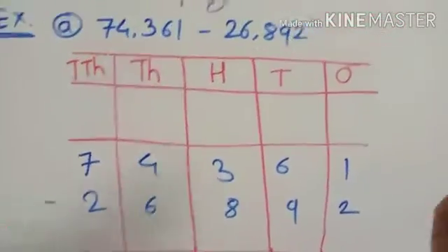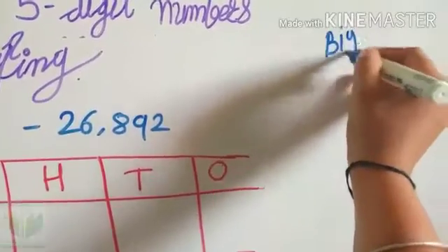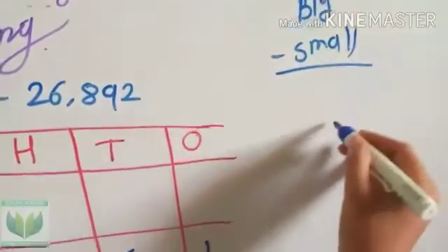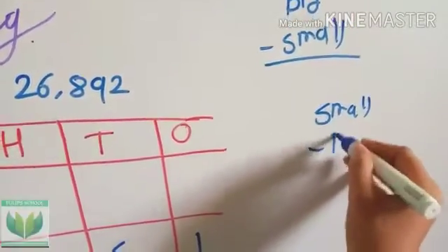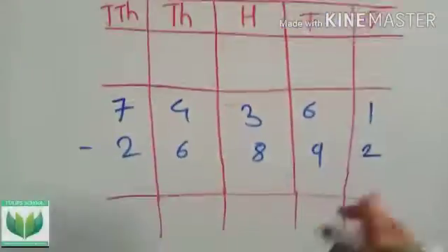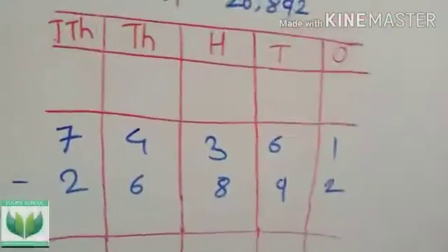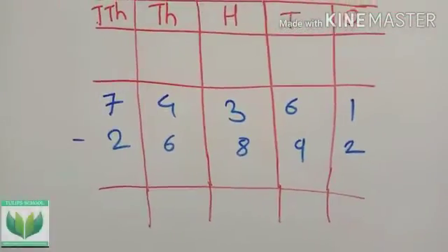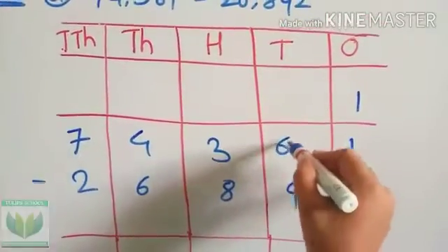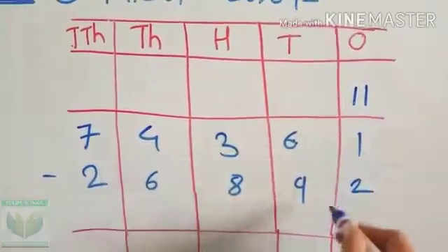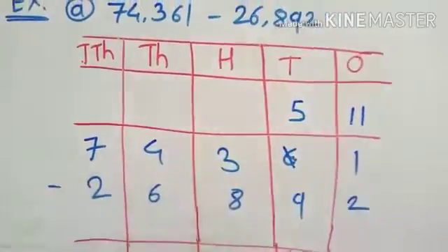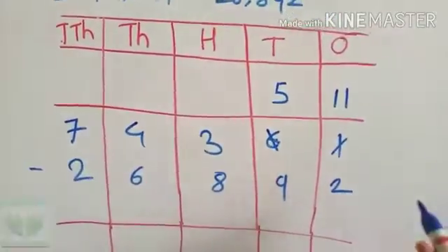We know that big number minus small number we can subtract easily, but here it is opposite. Now we have to do small number minus big number. Let's see here. 1 minus 2, is it possible? No. Now we write this one upside, and we take 1 from 6 here. Now 6 minus 1 becomes 5. Now 11 minus 2.